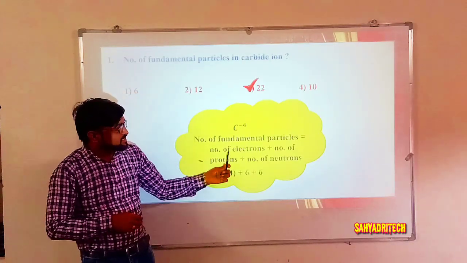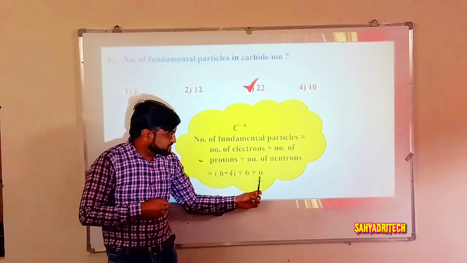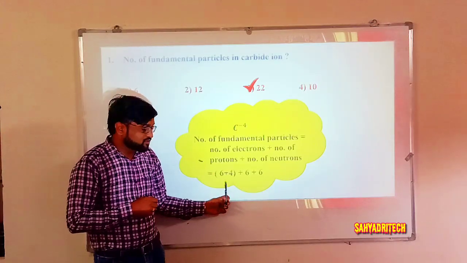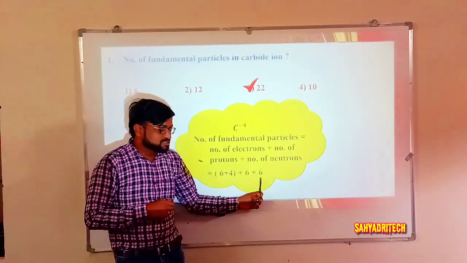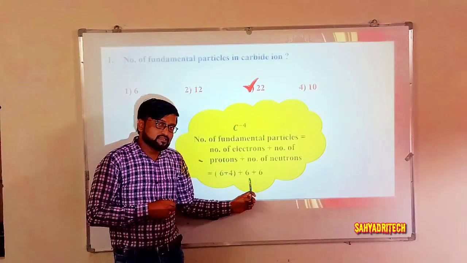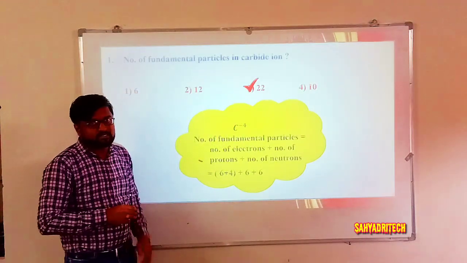This quantity indicates number of electrons. The number of protons is 6, number of neutrons is also 6. So 6 plus 4, 10 electrons, 6 protons, 6 neutrons. So 10 plus 6, 16, 16 plus 6, 22. So we got the answer.